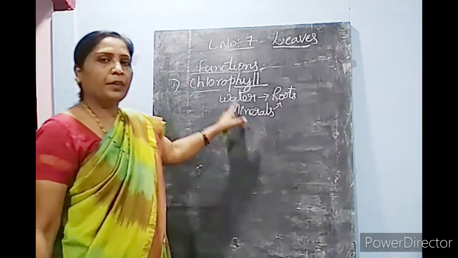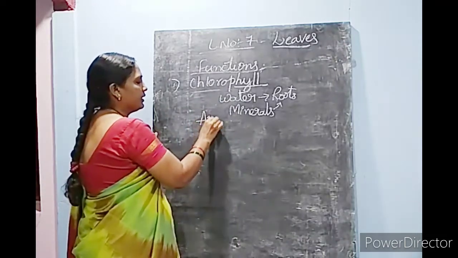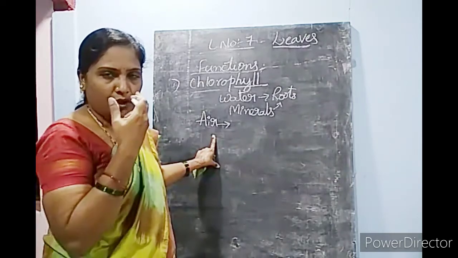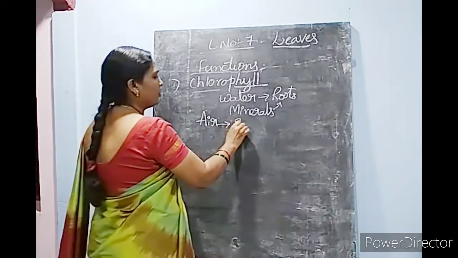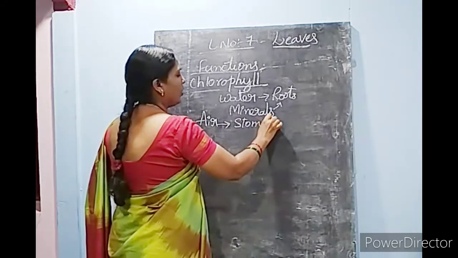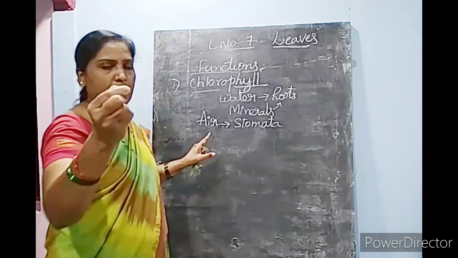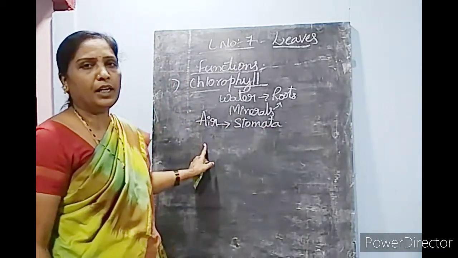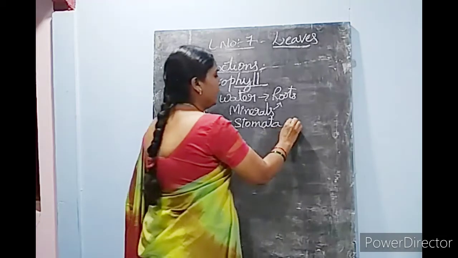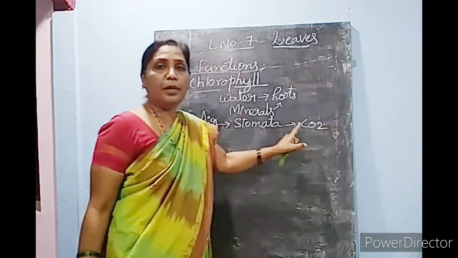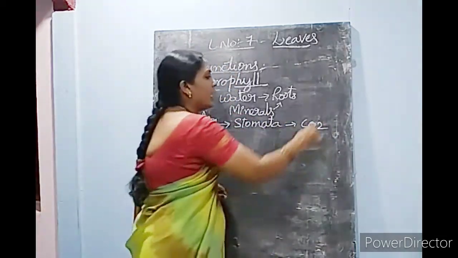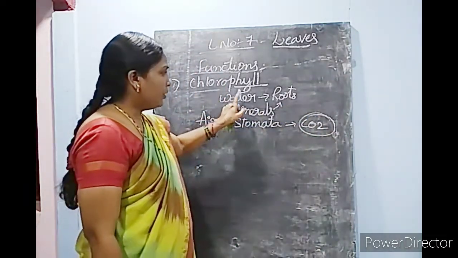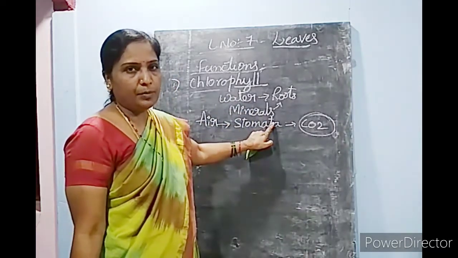And they are taking air. How do they take the air inside their leaf? Do they have nostrils like us? No, they have small pores on the leaf called stomata. Very tiny pores present on the leaves are known as stomata. So they use these stomata to take air inside. Air is a mixture of many gases, and they will use carbon dioxide gas especially. From the stomata they are taking carbon dioxide.